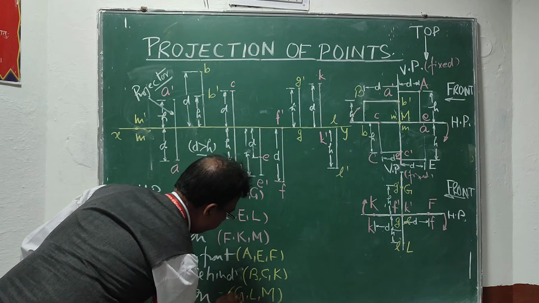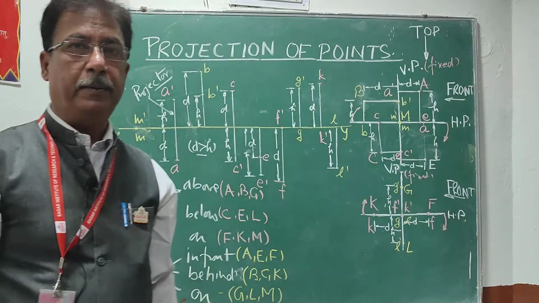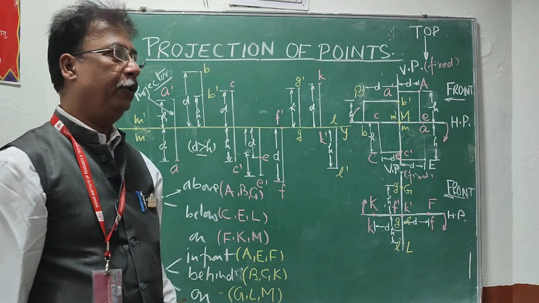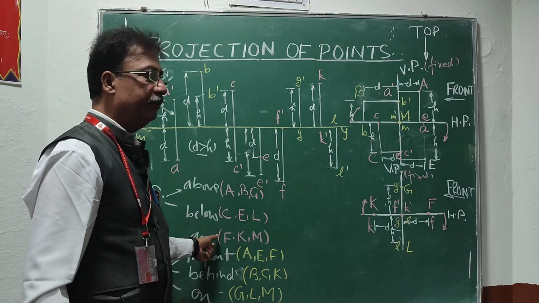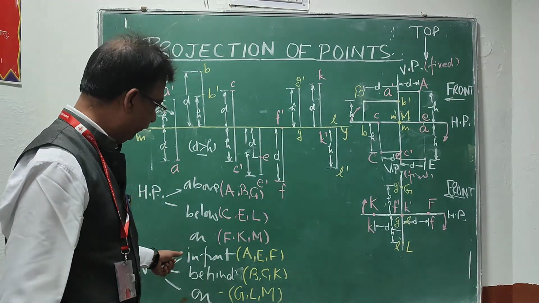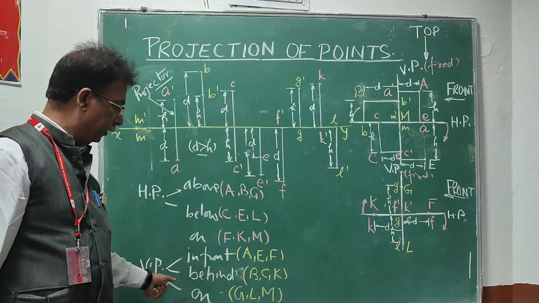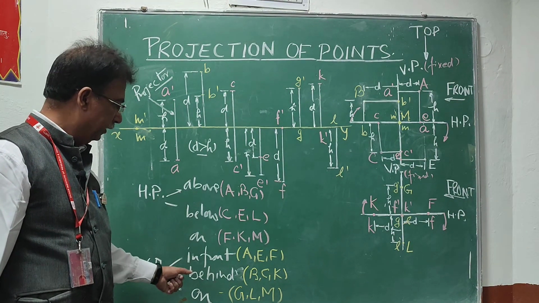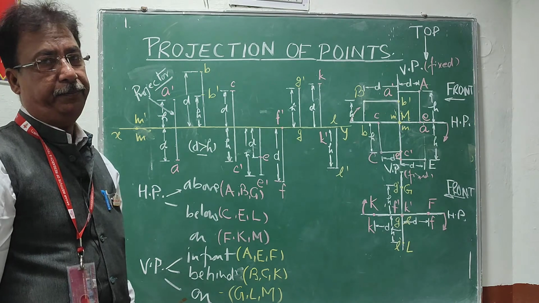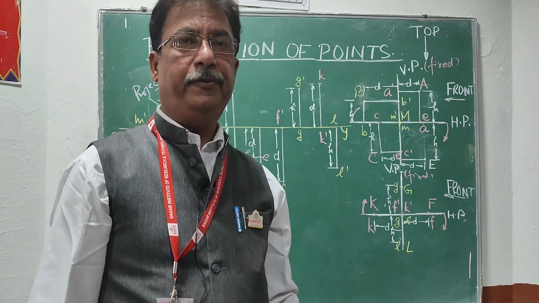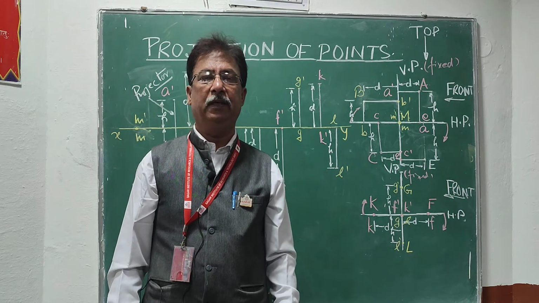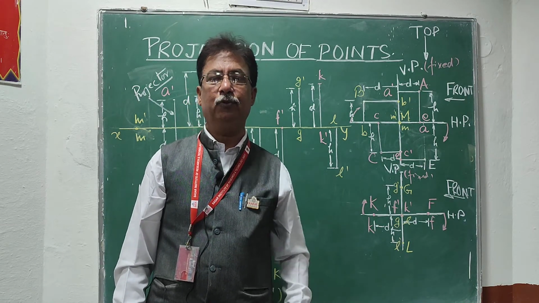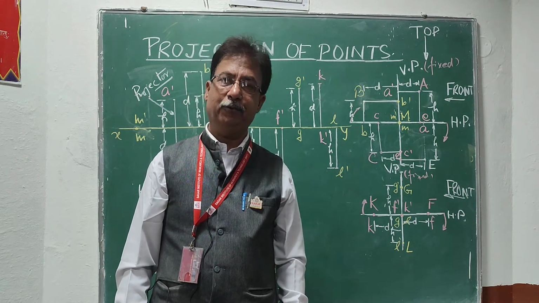So now look at these figures. There are 9 points. Out of those 9 points, 3 points are above HP, 3 are below HP and 3 are on HP. The same way, 3 points are in front of VP, 3 are behind VP and 3 are on the VP. So instead of reading a point with respect to both the planes, why not we read it with respect to only one plane and make some concepts.